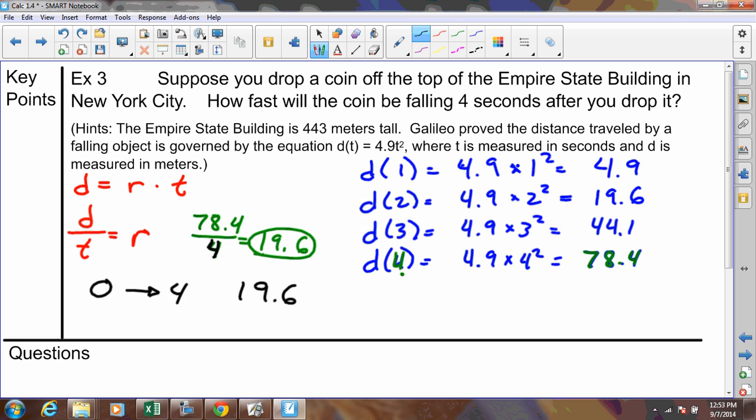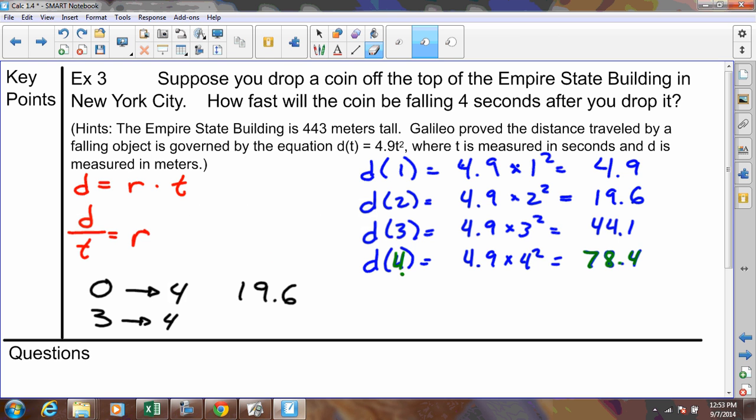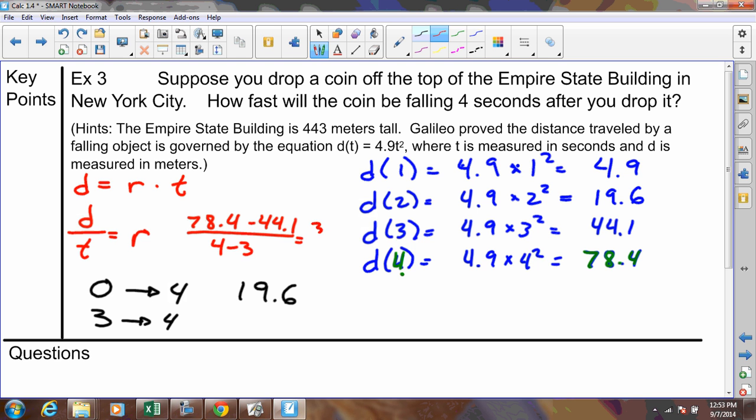Is that the best estimate we could do? Well, let's say if we go from 3 seconds to 4 seconds. Let's check those numbers. Okay, from 3 seconds to 4 seconds, how far did it fall? 78.4 minus 44.1 over 4 subtract 3, which would of course be 1. So 78.4 minus 44.1 gives us 34.3 over 1.